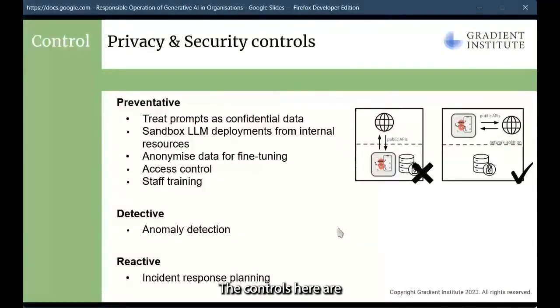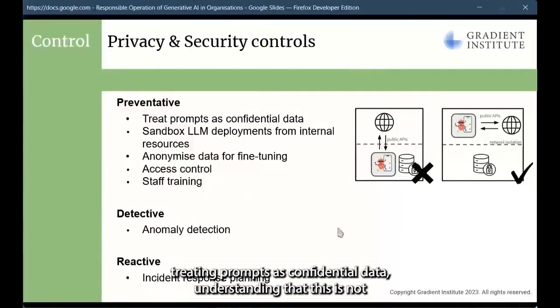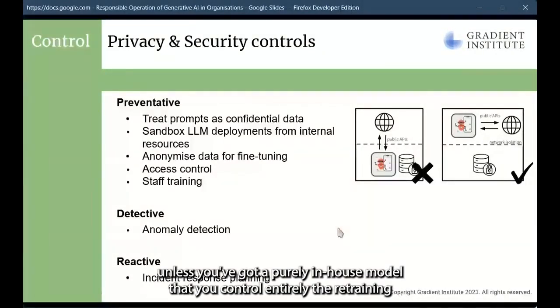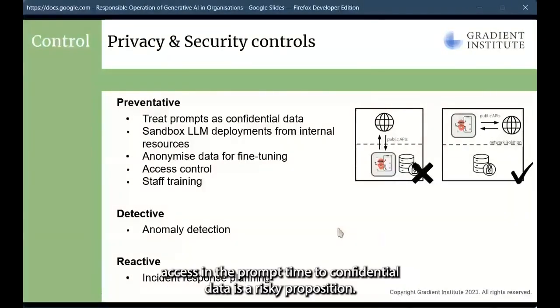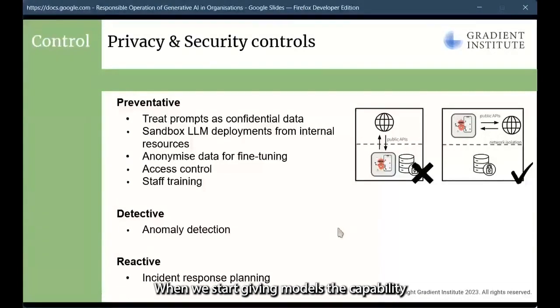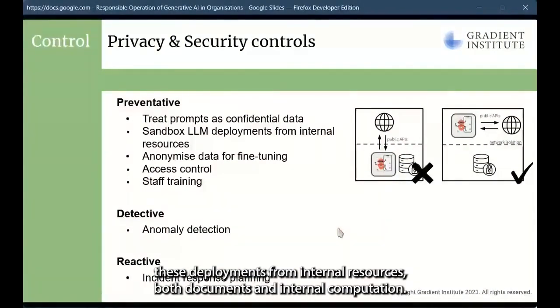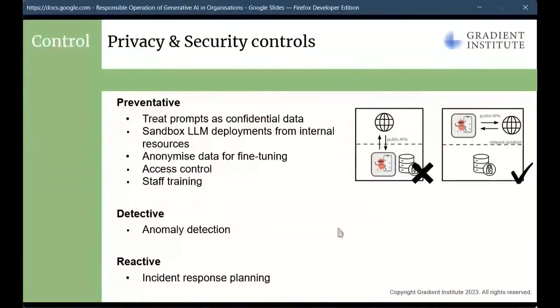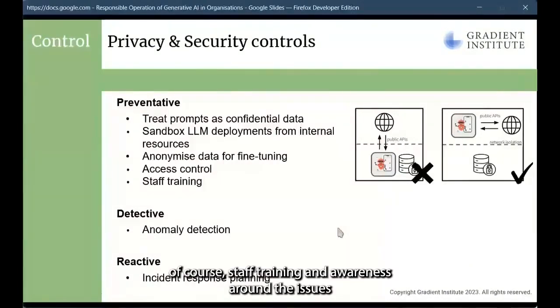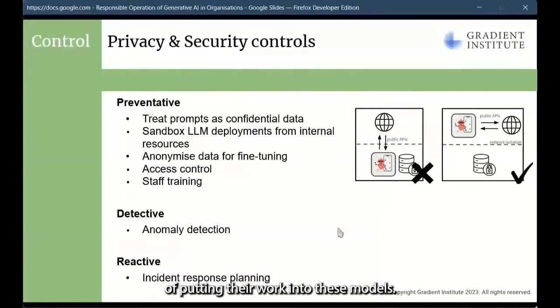The controls here are, the most important is to just not give confidential data to these models. Treat prompts as confidential data, understanding that unless you've got a purely in-house model where you control entirely the retraining, access at prompt time to confidential data is a risky proposition. This has implications as well when we start giving models the capability to access APIs. A really good idea is to sandbox these deployments from internal resources, both documents and internal computation. When you're doing fine-tuning on confidential data, anonymize that data before it gets access to the model, and of course, staff training and awareness around the issues of putting their work into these models.